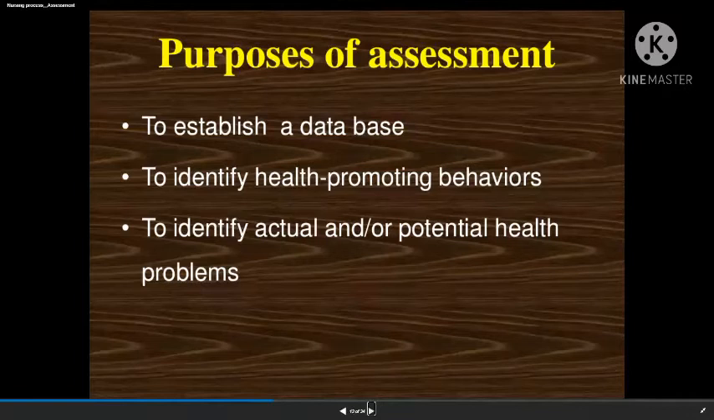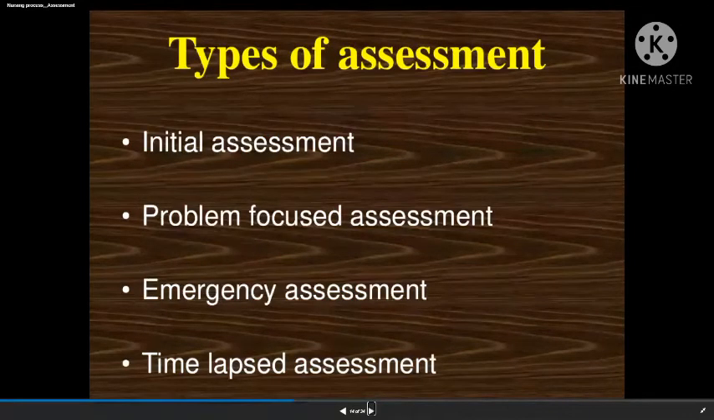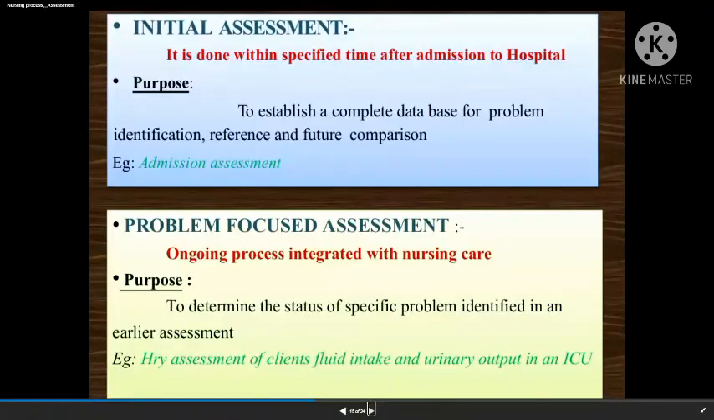What are the purposes of assessment? You have different purposes, like to establish the database, to identify the health promoting behaviors, to identify the actual or potential health problems. Okay, then what are the different types of assessment? We have the initial assessment, the problem focused assessment, emergency assessment, and time lapsed assessment.